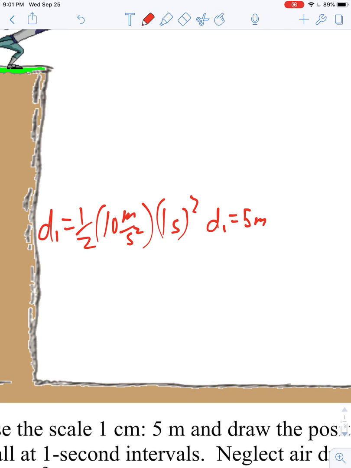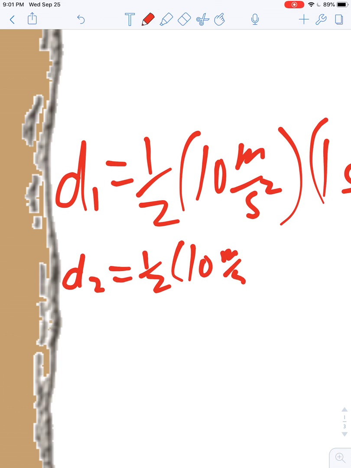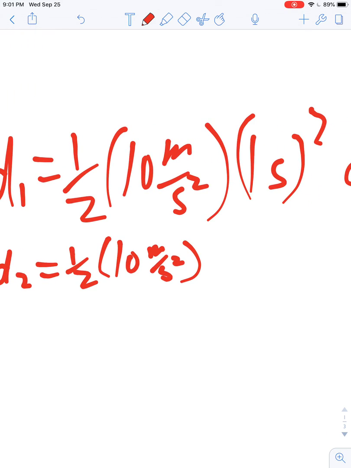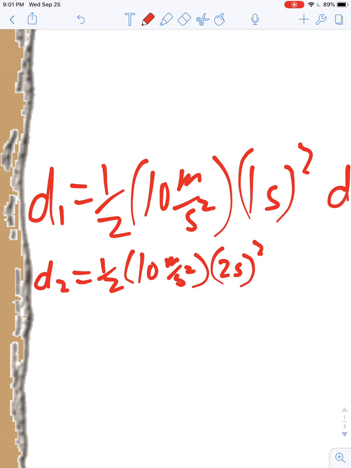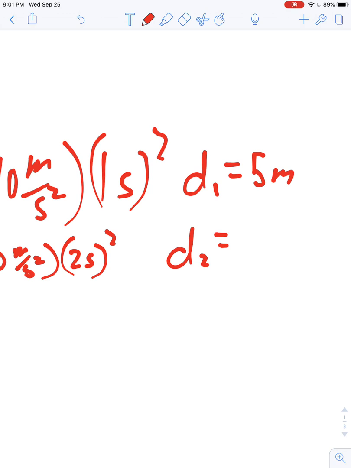So I'm just going to go ahead and repeat the process for 2 seconds. I'll call that D2. So that's just 1/2 times 10 meters per second squared times 2 seconds squared. Half of 10 is 5, 2 squared is 4, 5 times 4 is 20. So at my second position, the ball is 20 meters below where it's been dropped.